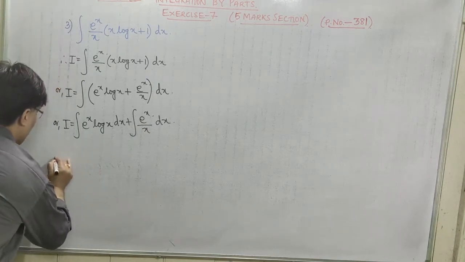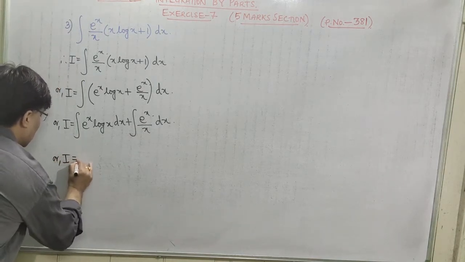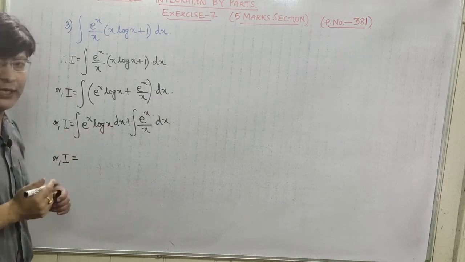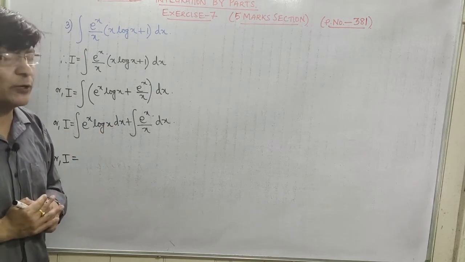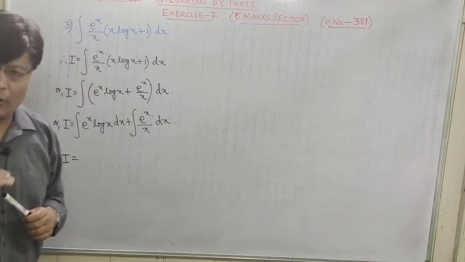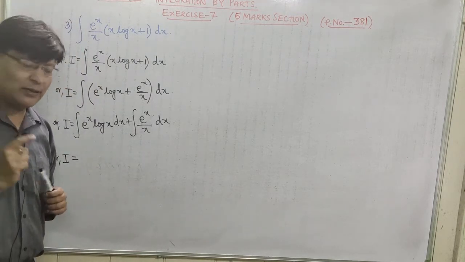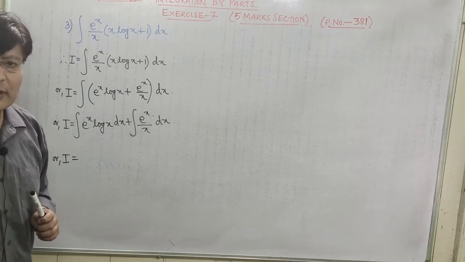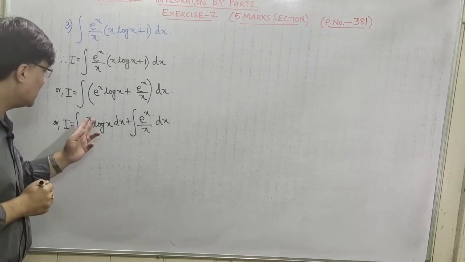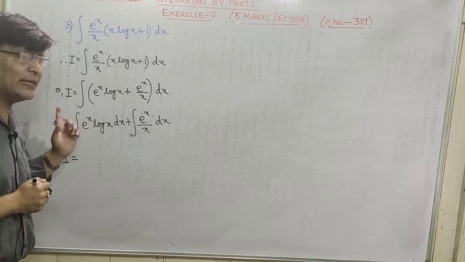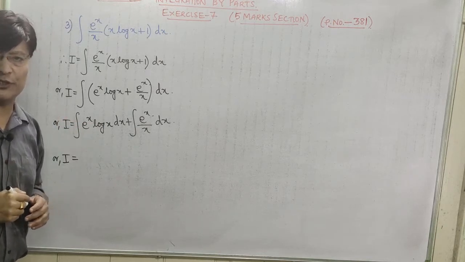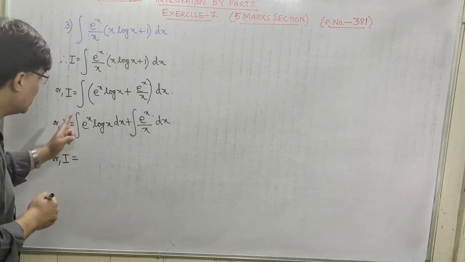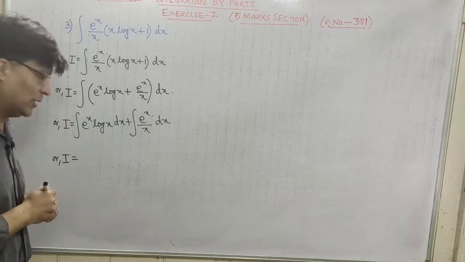Okay. So I is equal to, L and E. E to the power x is the exponential function, that is your E. Log x is the logarithm function, that is L. So in the word ILATE, L comes first. That's why this log x is the first function and e to the power x is the second function. You know that, isn't it? So let us use integration by parts for the first function only.